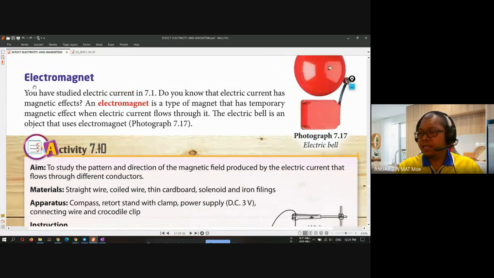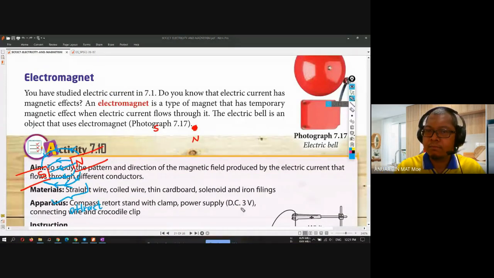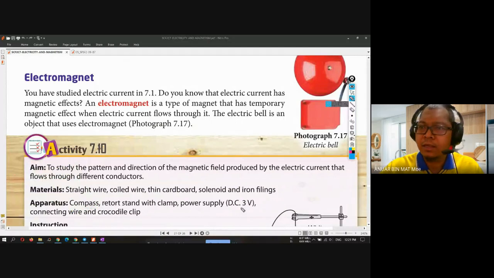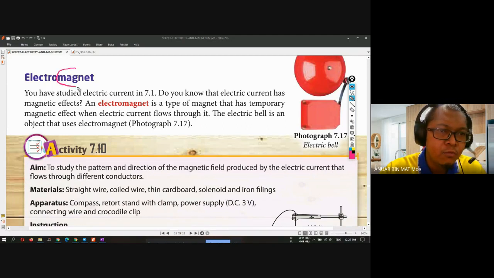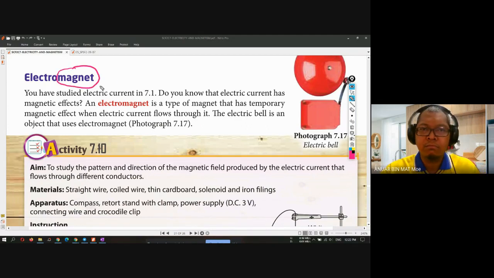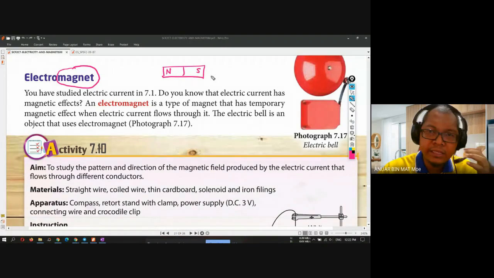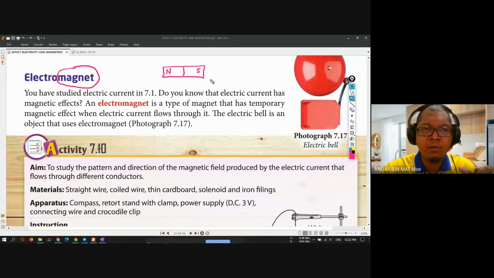Okay, what is the difference between magnet and electromagnet? What do you think the differences are? This is electromagnet. Magnet is magnet, yeah. We already learned about magnet, by using a magnet bar. For example, this one, we have north and we have south. We also already learned their characteristics, the magnetic field lines, and everything about magnet.